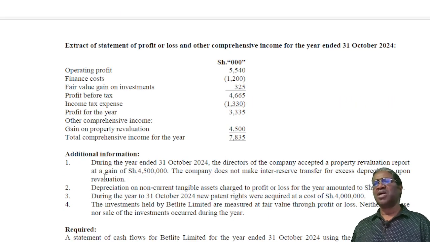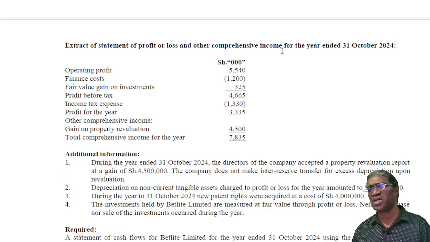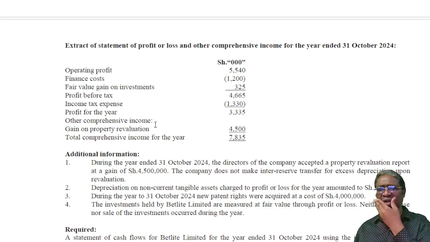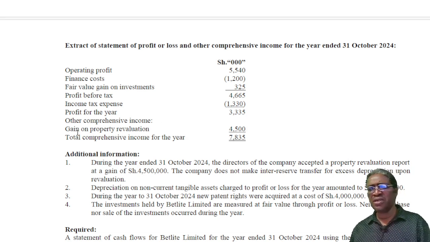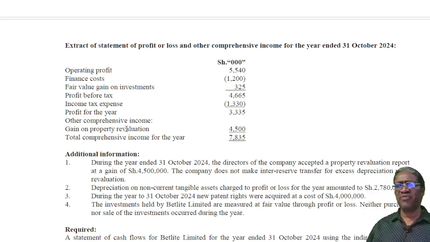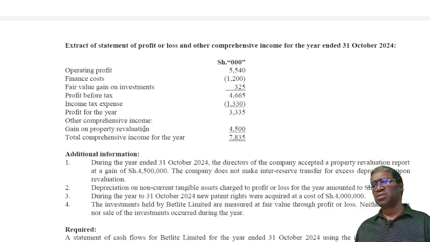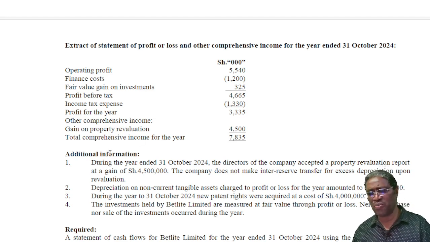Then you are given an extract of the statement of profit or loss and other comprehensive income for the year ended 31st of October 2024. You are given the operating profit. You are given finance costs. You are given fair value gain on investment, profit before tax, income tax, profit for the year, other comprehensive incomes. Then you are given gain on investment, gain on property revaluation. Then you are given the total comprehensive income.